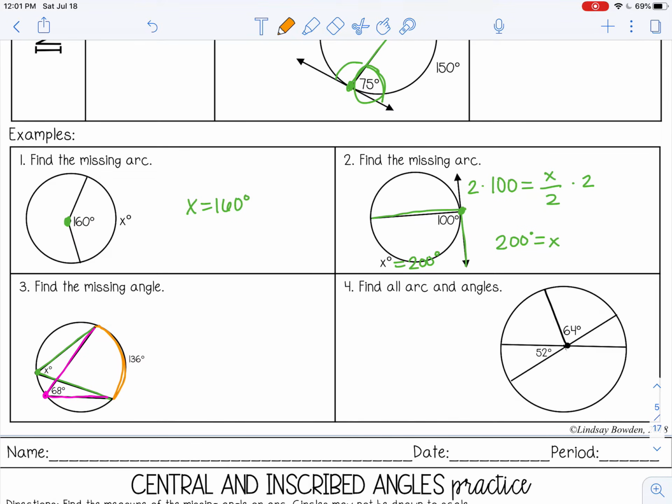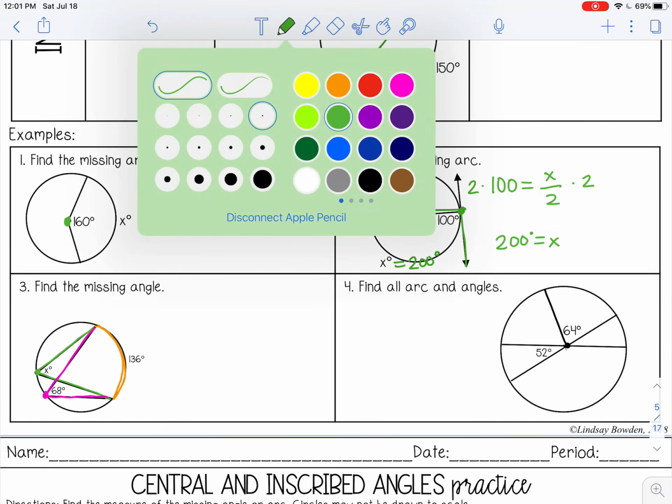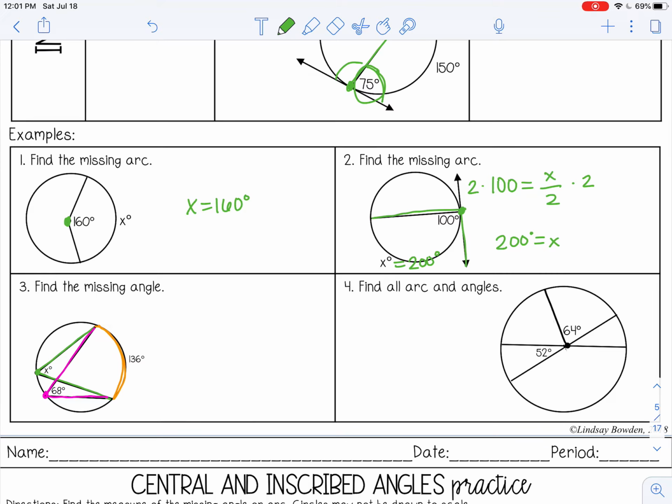So one angle is already given to us, 68. So to find the other one, since this is inscribed, we take the arc and divide it by 2. So 136 divided by 2, that gives us 68 degrees. So the other angle is also 68 degrees. And actually, anytime you have 2 angles that form the same arc, those angles will be equal in measure.